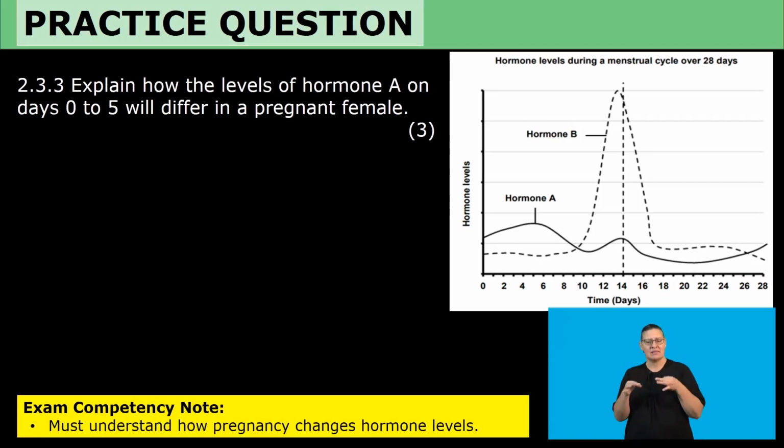233, explain how the levels of hormone A on days 0 to 5 will differ in a pregnant female. What do you check here? You check hormone A. And days, you come to your graph, you check, all right, I'm looking at day 0 up to day 5. So you're checking your hormone. The question says explain how the levels of hormone A on day 0 to 5 will differ if a woman is pregnant. By now you can see how hormone A was increasing. But if a woman is pregnant, what will be different?